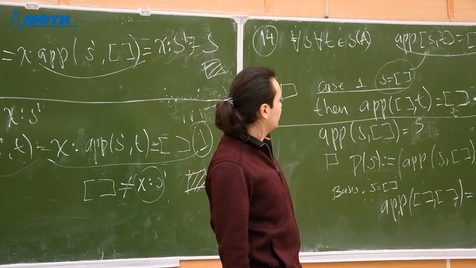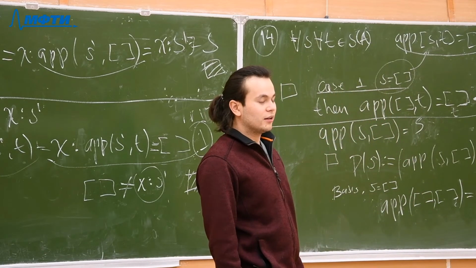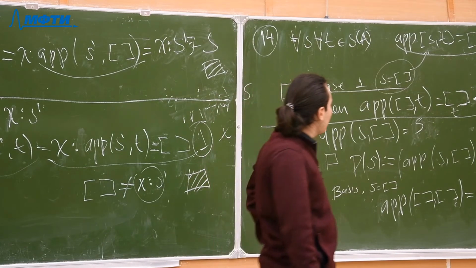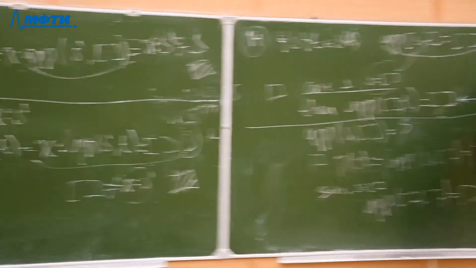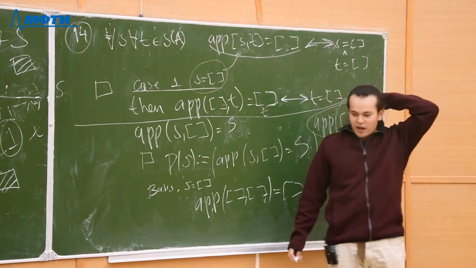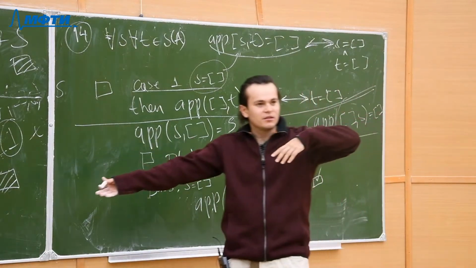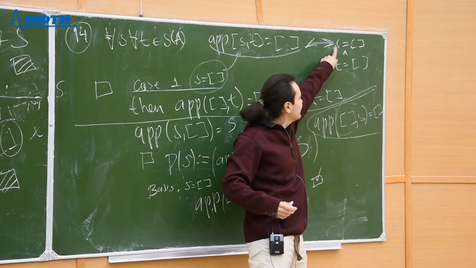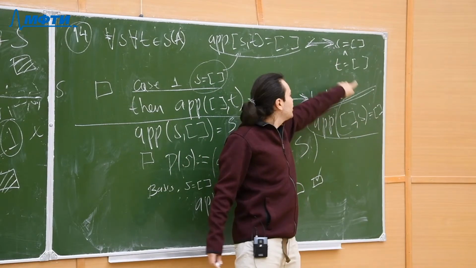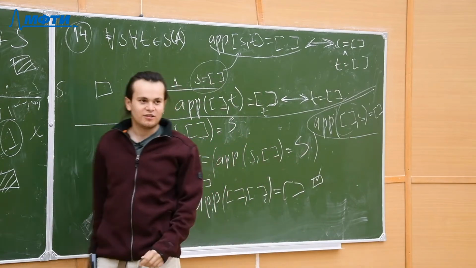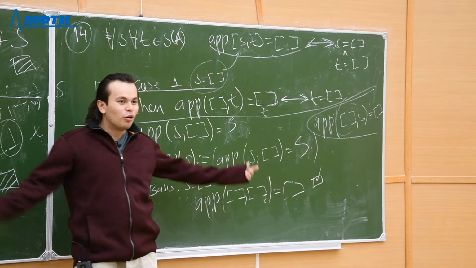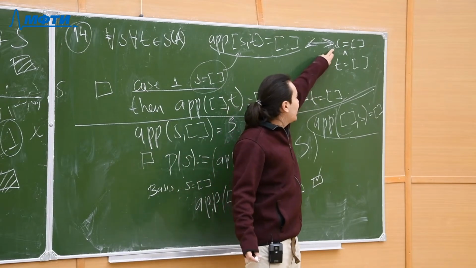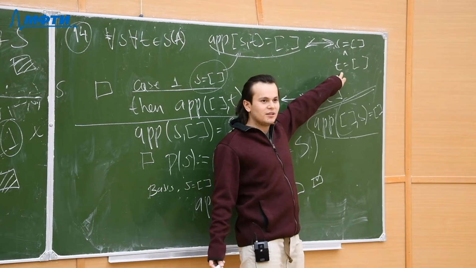Yeah, we proved it. So we take two values. How many strings can we take for S? Empty or non-empty, right? We take empty, and we obtain that T is going to be empty. And we take a non-empty, and we get a contradiction. So S can only be empty, and since S is empty, then T is going to be the empty string.